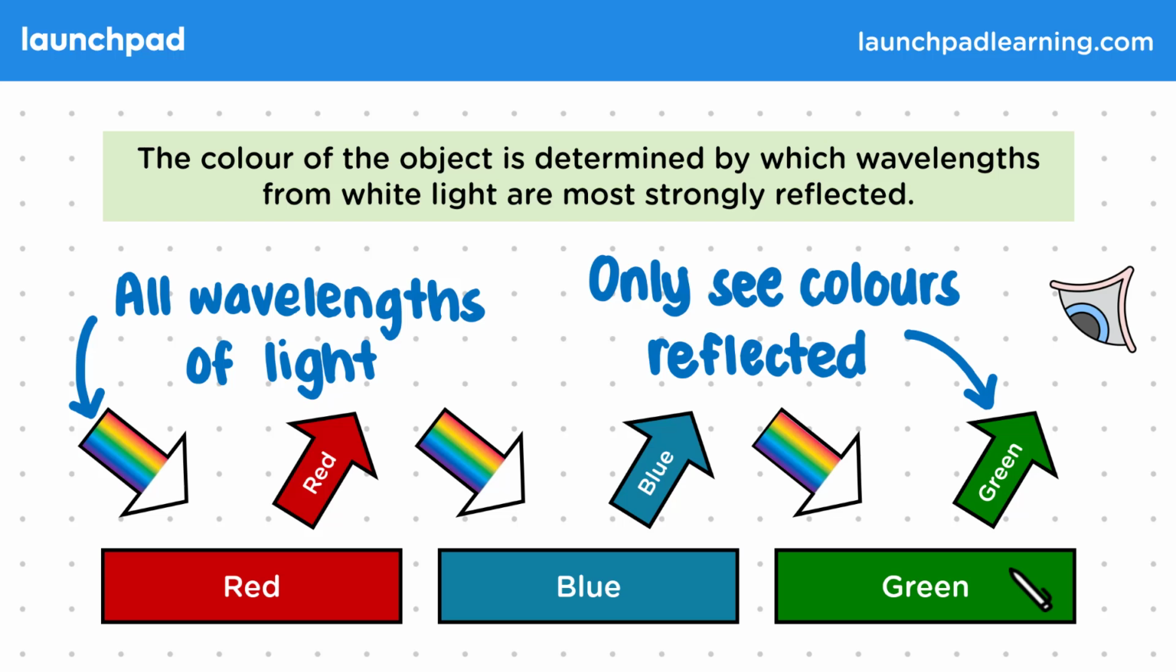Often, surfaces will reflect multiple wavelengths of light at different intensities, resulting in different tones and shades. There is also a special type of surface that reflects multiple wavelengths of light.